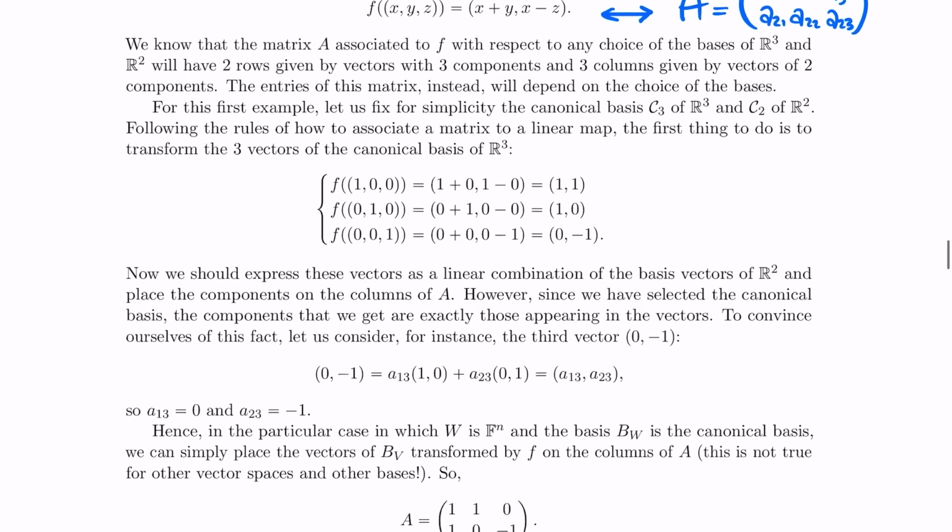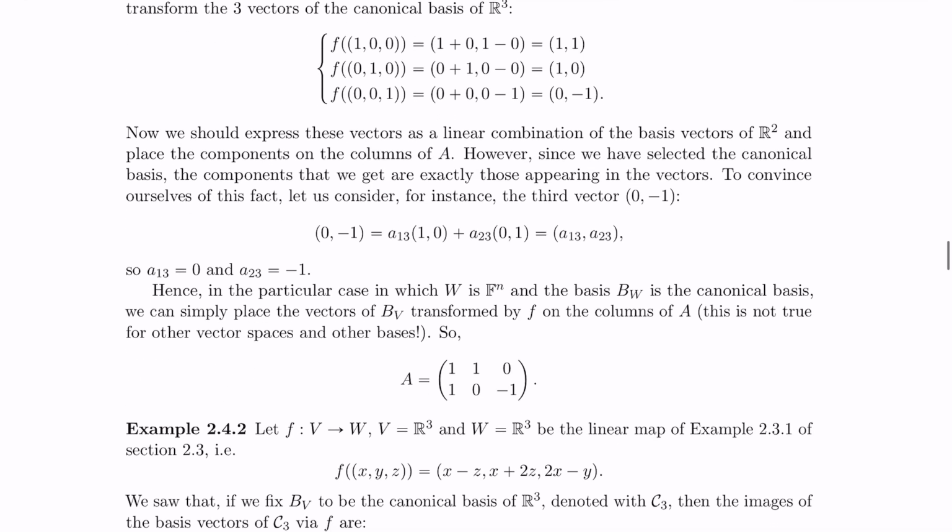So, to conclude, the matrix associated to the linear map F with respect to the canonical basis of R3 and R2 is this one. In fact, the first column of A coincides with this vector, the second column of A coincides with this vector, and the third column of A coincides with this vector here.